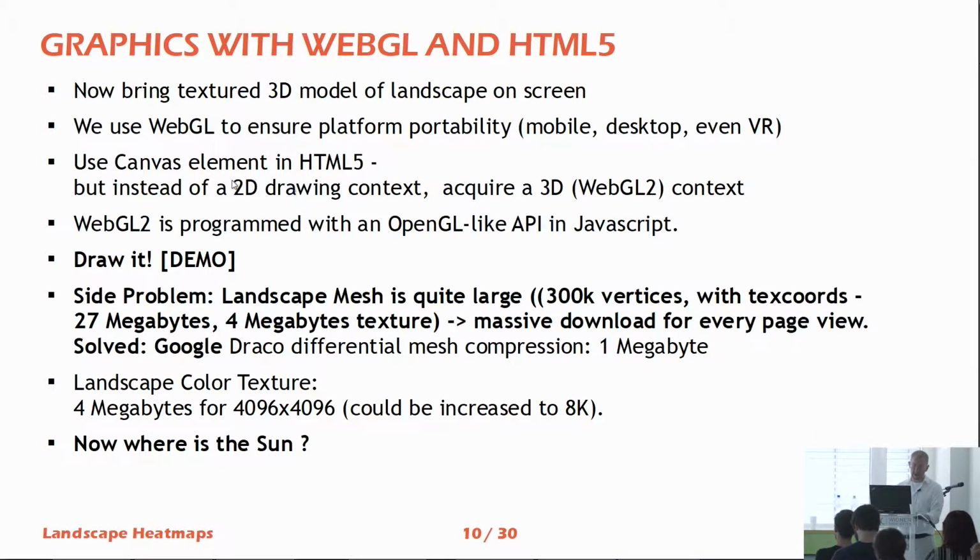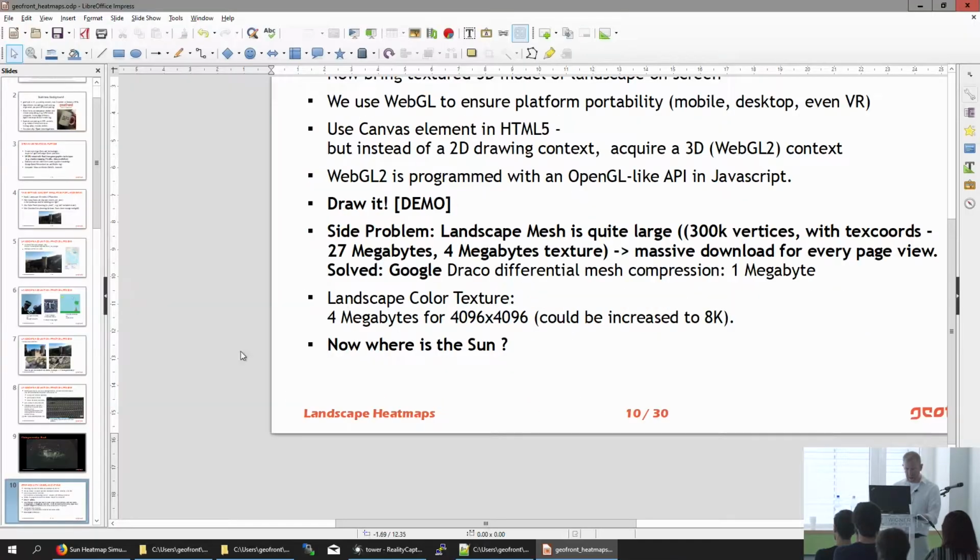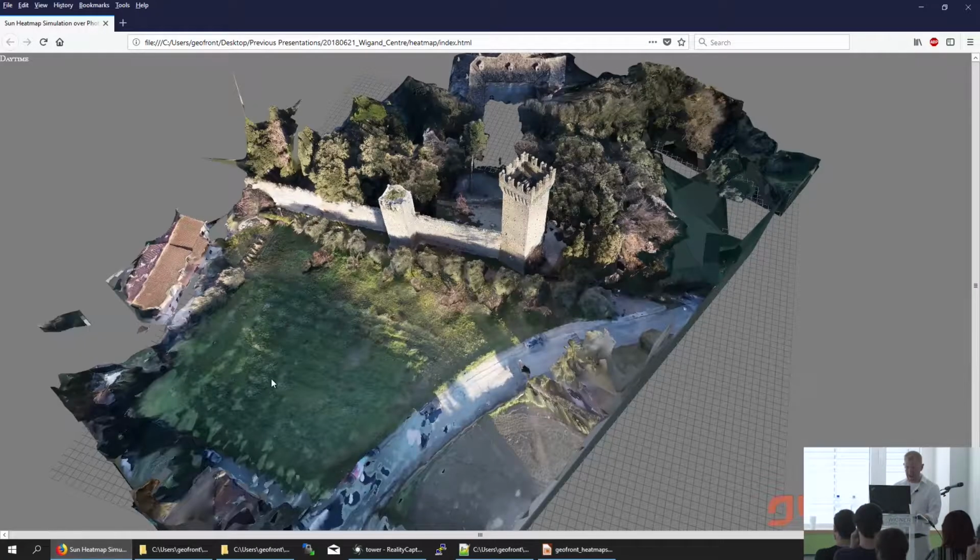I use the canvas element in HTML5, but instead of creating a 2D drawing context, I acquire a 3D context, a WebGL2 context. And WebGL2 is programmed with an OpenGL-like API in JavaScript, but it's pretty similar to the C API that you know from normal C executables. Well, then you can draw it, and this is what it looks like for a start.